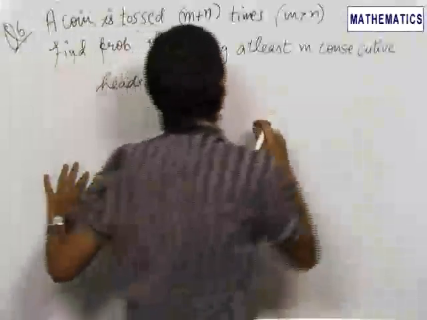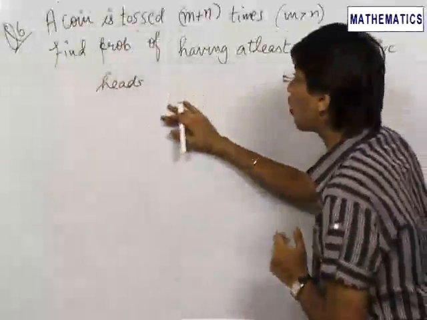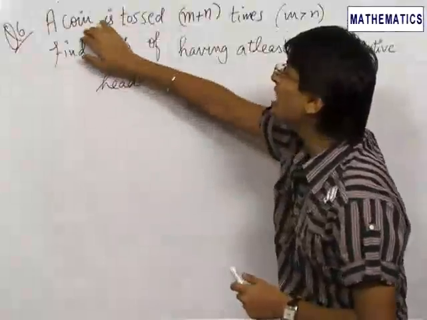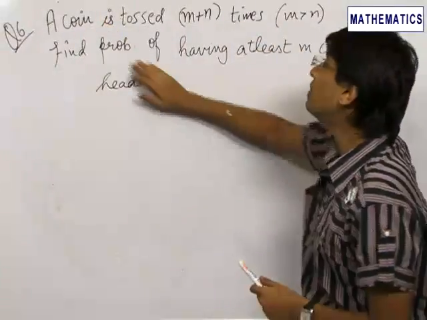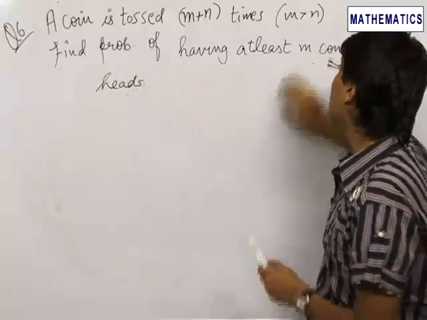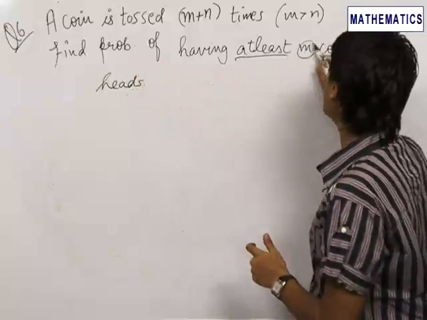Now the next question is a highly important and a very conceptual problem. We are given that a coin is tossed m plus n times, where m is greater than n, and we need to find the probability of having at least m consecutive heads.